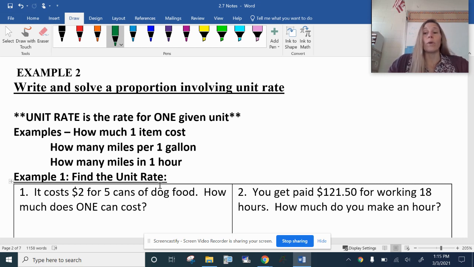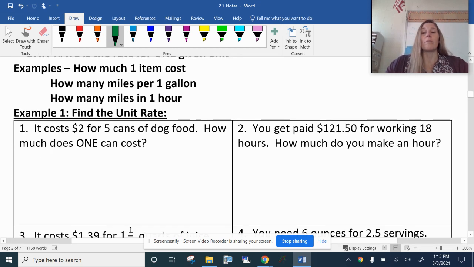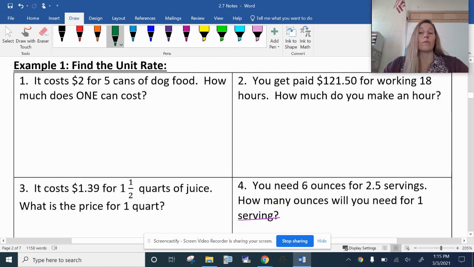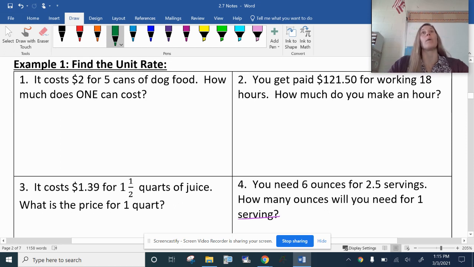And unit rates are great because they can compare two things that maybe are different, and you can kind of get an equal playing field to find out what a good comparison is of those things. It can also help you find information that you need if you don't have all of the information you need to scale it.